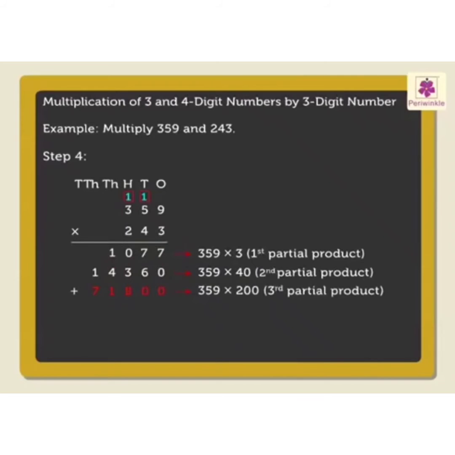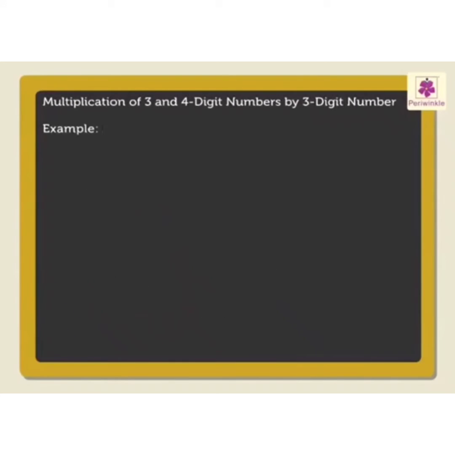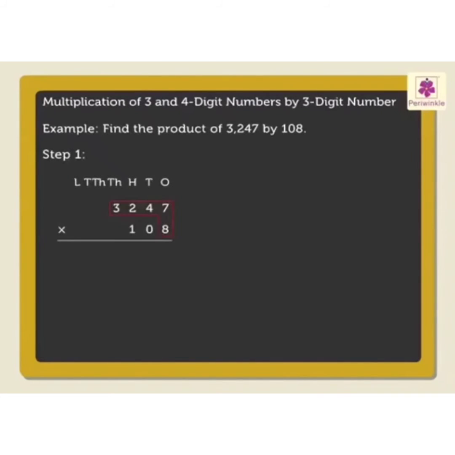Now let us try one more question. We'll find the product of 3,247 by 108. Let us multiply 3,247 by the ones digit of the multiplier, that is 8.